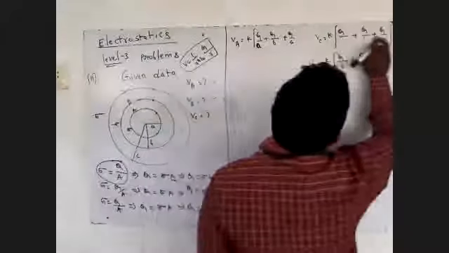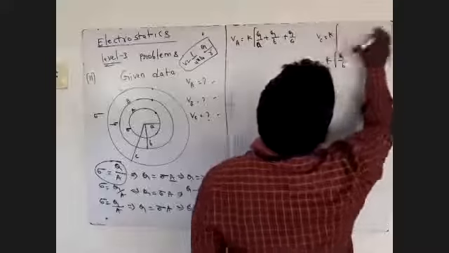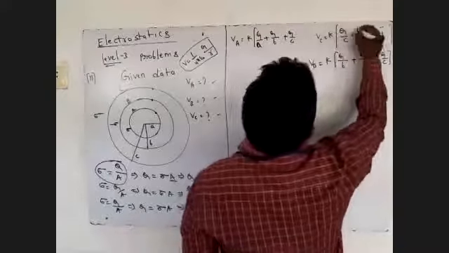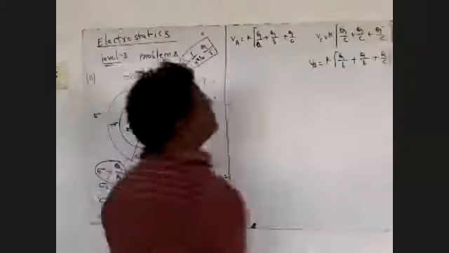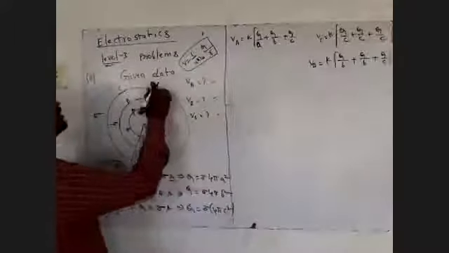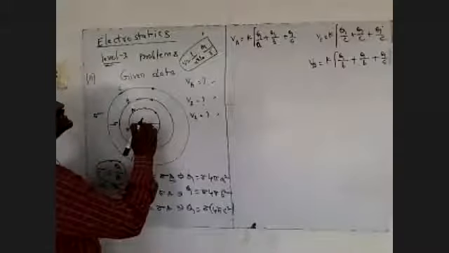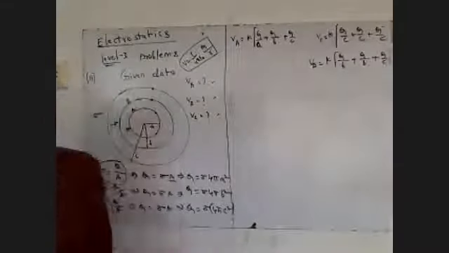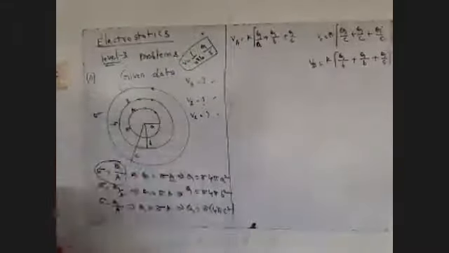But for C, we are going to write Q by C plus Q by C plus Q by C. This is the electric potential at the C point, meaning all charges are concentrated at the center and the radius we are taking is the C point.